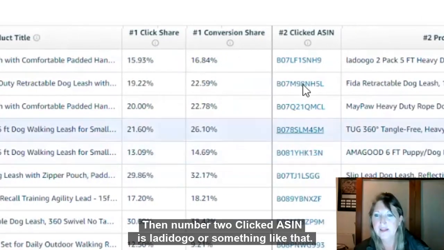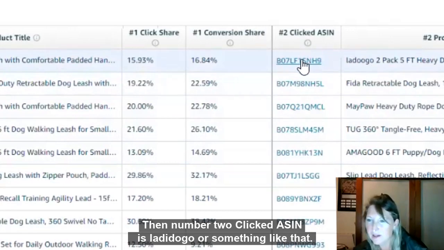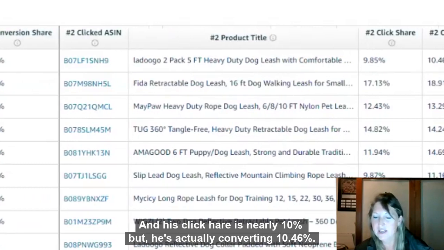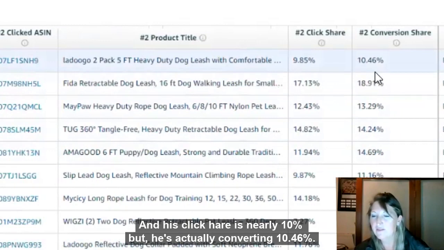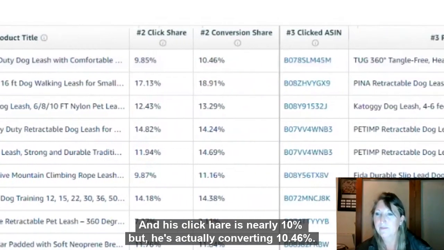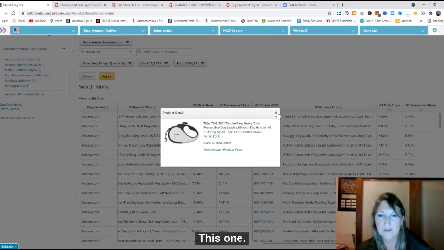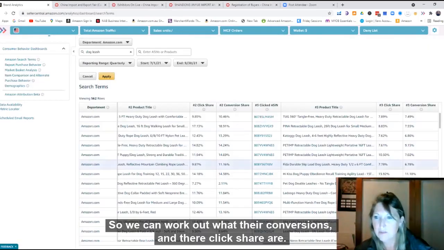Then number two, clicked ASIN, is Laddie Doggo or something like that. And his click share is nearly 10%, but he's actually converting 10.46%. And then the last one is 7%. This guy, Tug, this one. So we can work out what their conversions and their click share are.